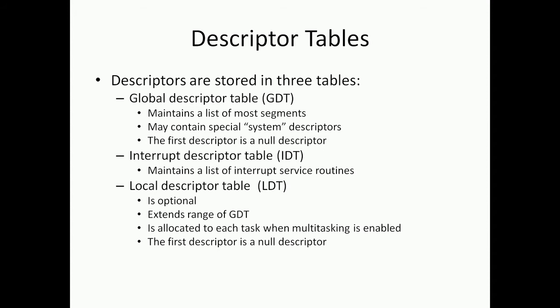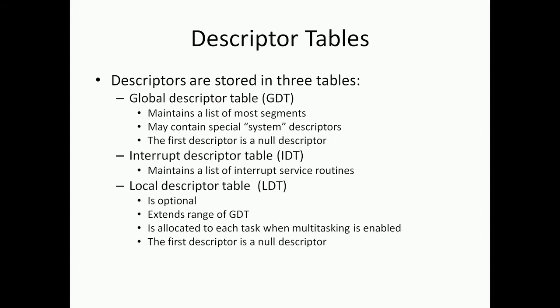It maintains a list of most segments. It may contain certain special system descriptors as we have seen, like the TSS, and always the first descriptor is a null descriptor. I can't use it for anything. The interrupt descriptor table maintains a list of interrupt service routines as descriptors. We have already seen that.